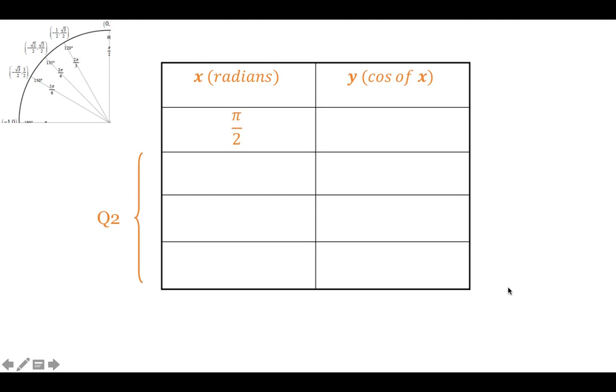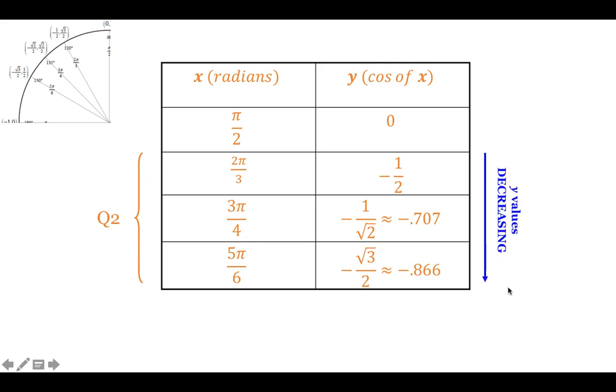Right, so I've got pi over 2 as my boundary angle, 2 pi over 3, 3 pi over 4, and 5 pi over 6. And what are my outputs? 0, right? So we decreased all the way to the point that we went from 1 to 0. Now it's negative 1/2, negative 1 over root 2, negative root 3 over 2. So they're still decreasing, right? So this was decreasing in quadrant 1 and quadrant 2.